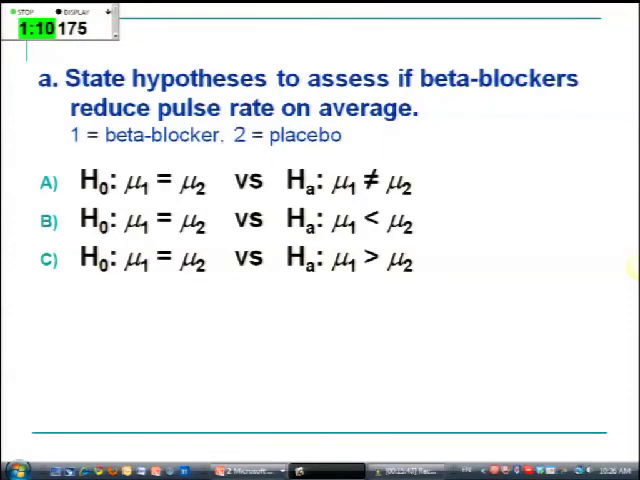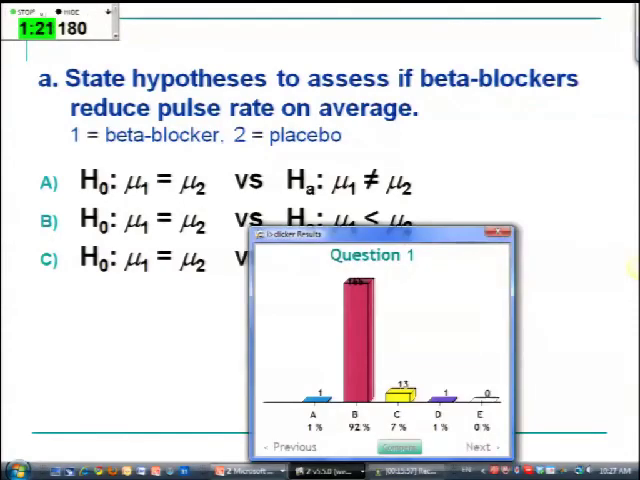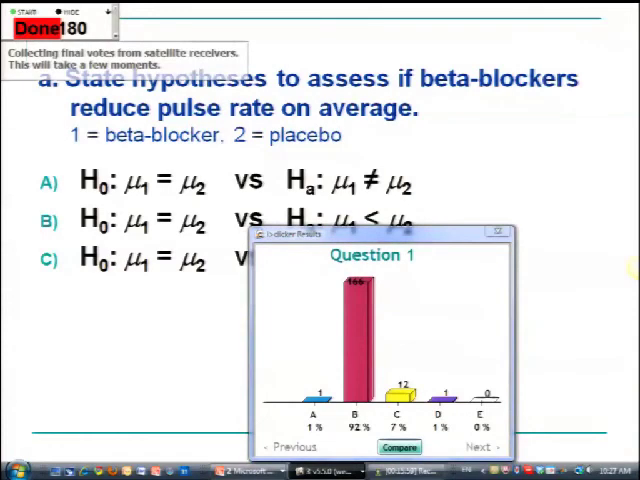Not too bad. Looking to see if the beta blocker group helps to reduce pulse rates. So I'm looking for a reduction in group 1. I do want a change, and that change should be B, looking for a lower tail test.